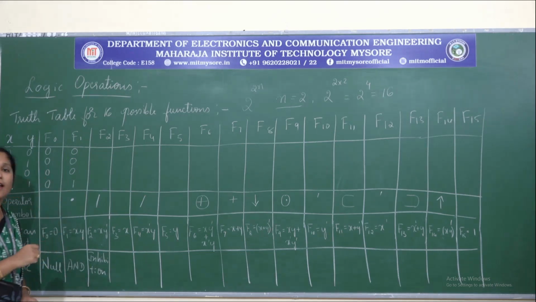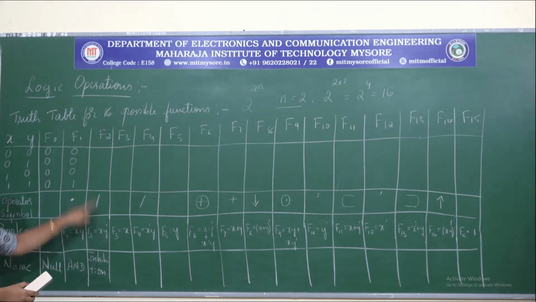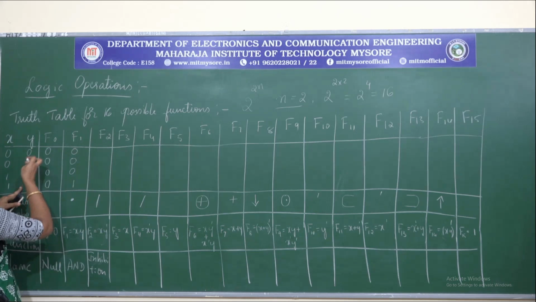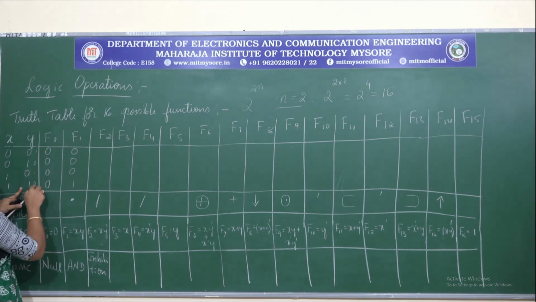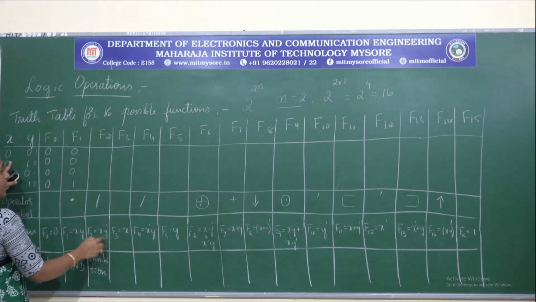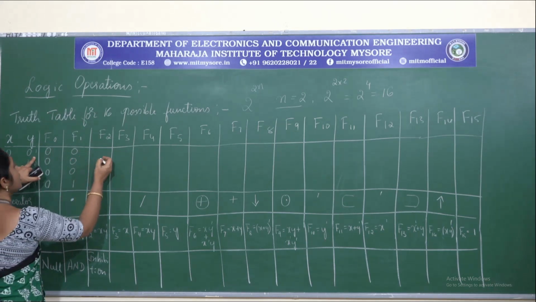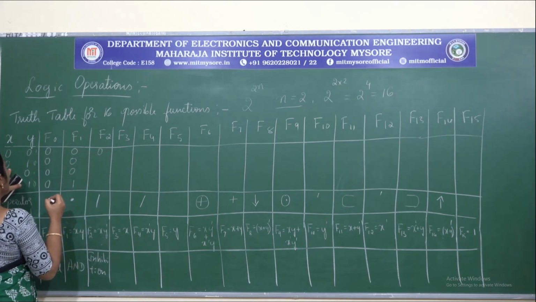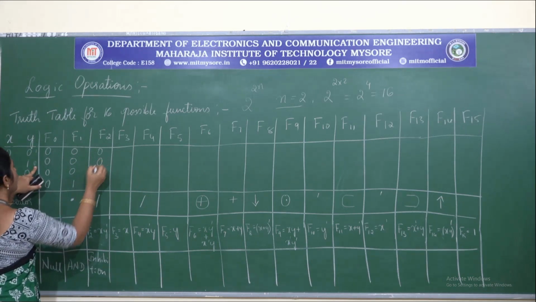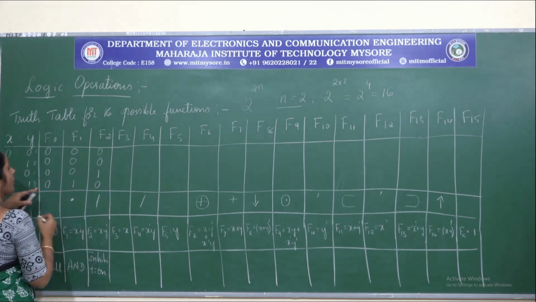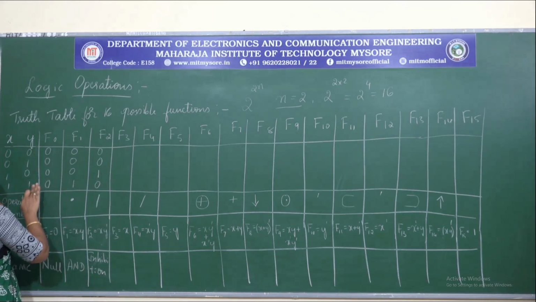Now let us write the equivalent values for f2, which is x into y dash. Why do we need to take the complement? The complement of y is 1 0 1 0. Now let us find the AND between x and y dash. Here we have 0 1, so the AND operation is 0 and the output is 0. For 0 0 the output is 0. Here we have 1, and at last we have 1 0, which is again 0.